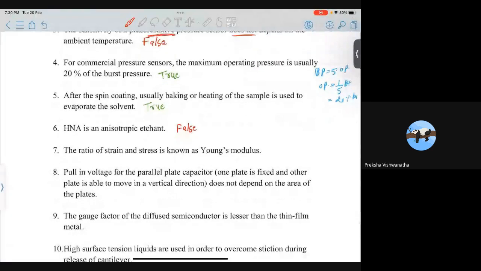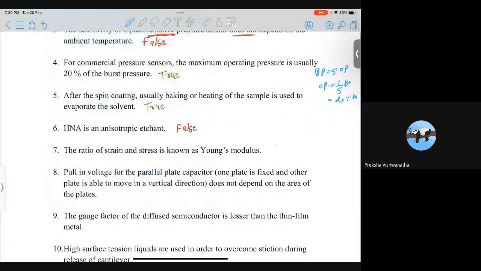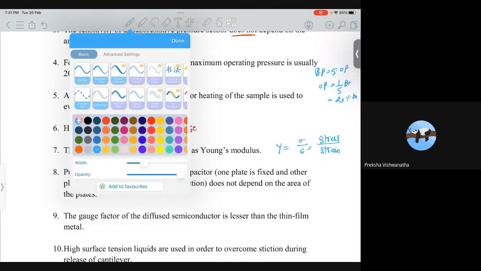Now the next question is the ratio of stress and strain is known as Young's modulus of elasticity. So we know the formula. The Young's modulus of elasticity is stress upon strain, not the strain upon stress. Okay, so this statement is false.